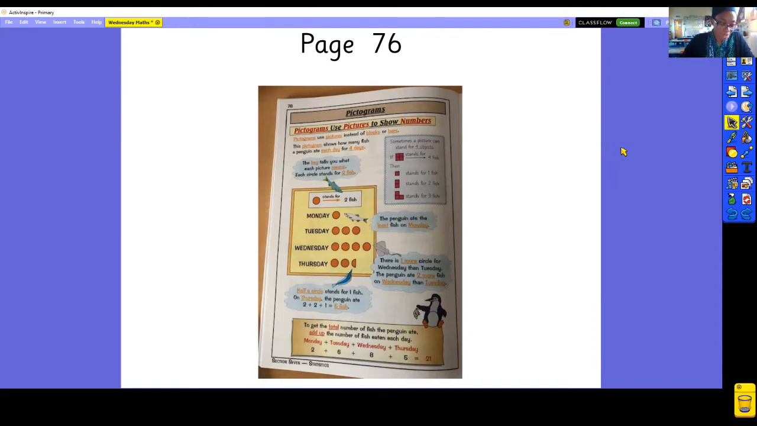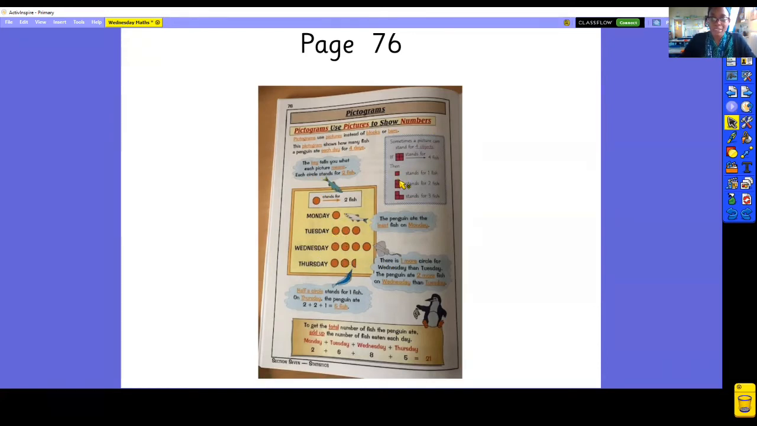Okay, the pictogram shows, for example, in this example here, how many fish a penguin ate each day for 4 days. Now, the key is key here because the key tells you what each picture means. Okay, so each circle stands for 2 fish. Sometimes the key might mean 1, sometimes it might mean 5. So knowing what that key is worth is really important.